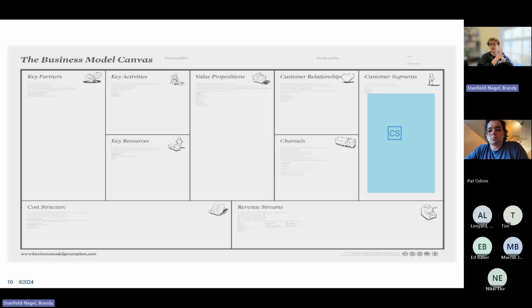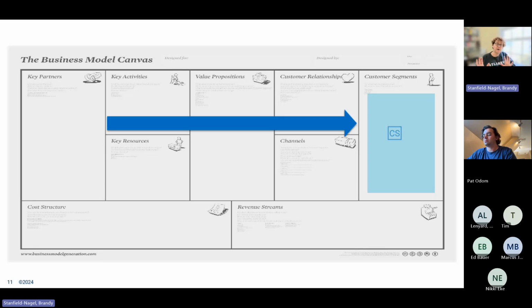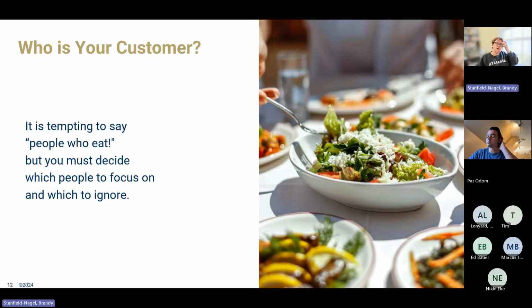Let's start with customer segments, which is all the way to the right. And I've had many people ask me, why is it all the way on the right? Why doesn't it start in the upper left like most English documents do? That is because the entire business is pushing us towards customers. The customer is the focus of the business.